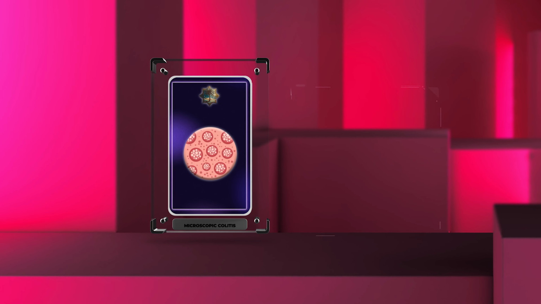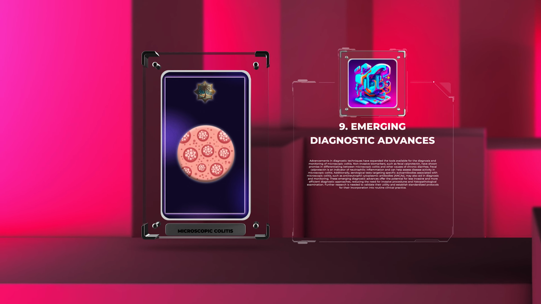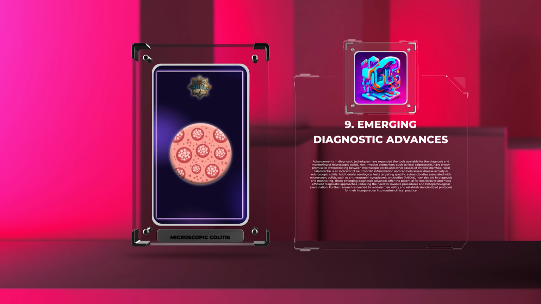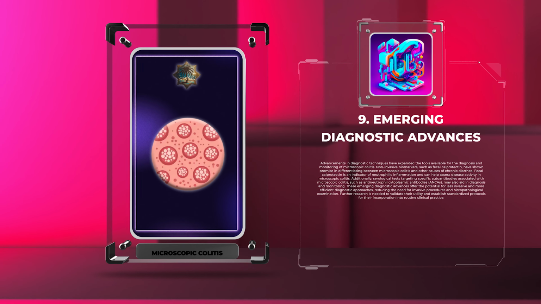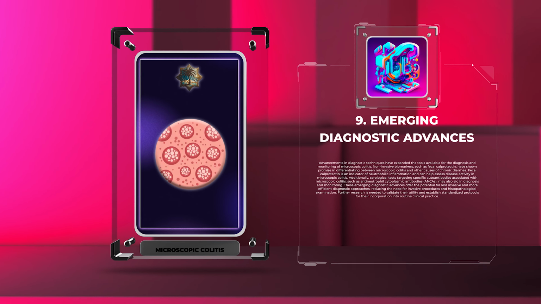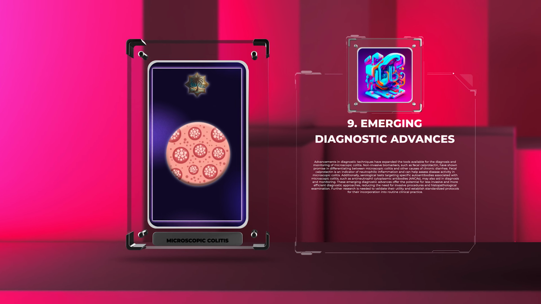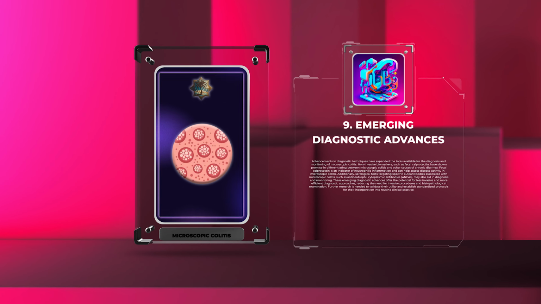Advancements in diagnostic techniques have expanded the tools available for the diagnosis and monitoring of microscopic colitis. Non-invasive biomarkers, such as fecal calprotectin, have shown promise in differentiating between microscopic colitis and other causes of chronic diarrhea. Fecal calprotectin is an indicator of neutrophilic inflammation and can help assess disease activity in microscopic colitis.